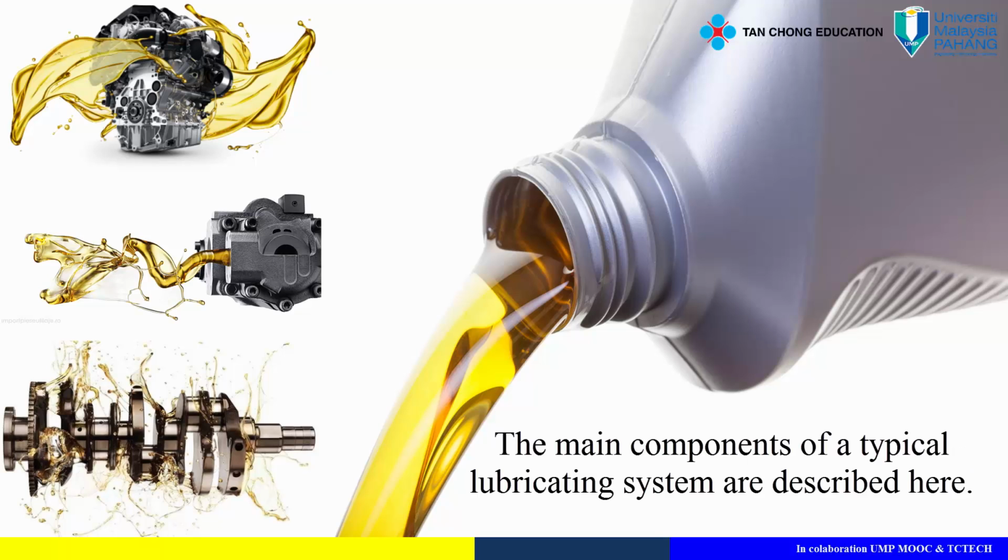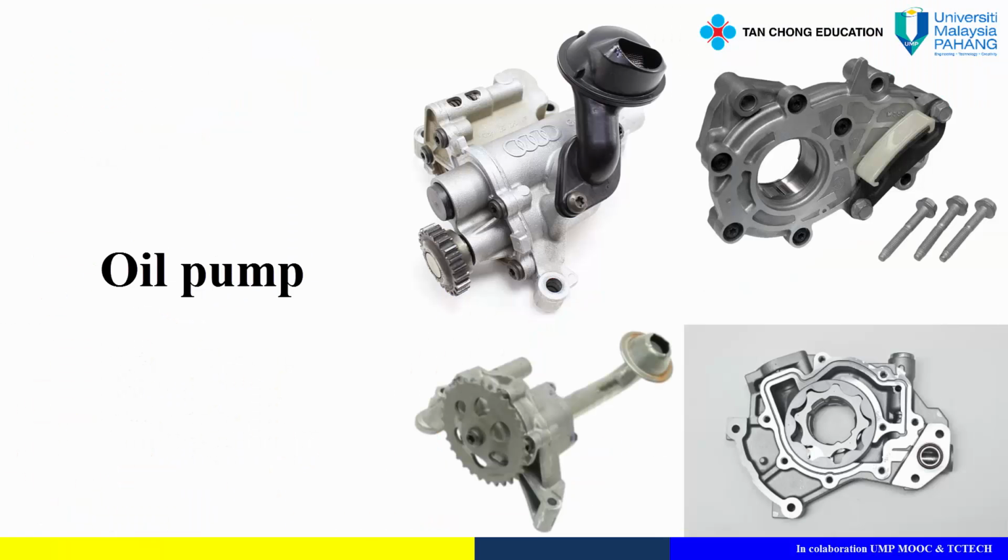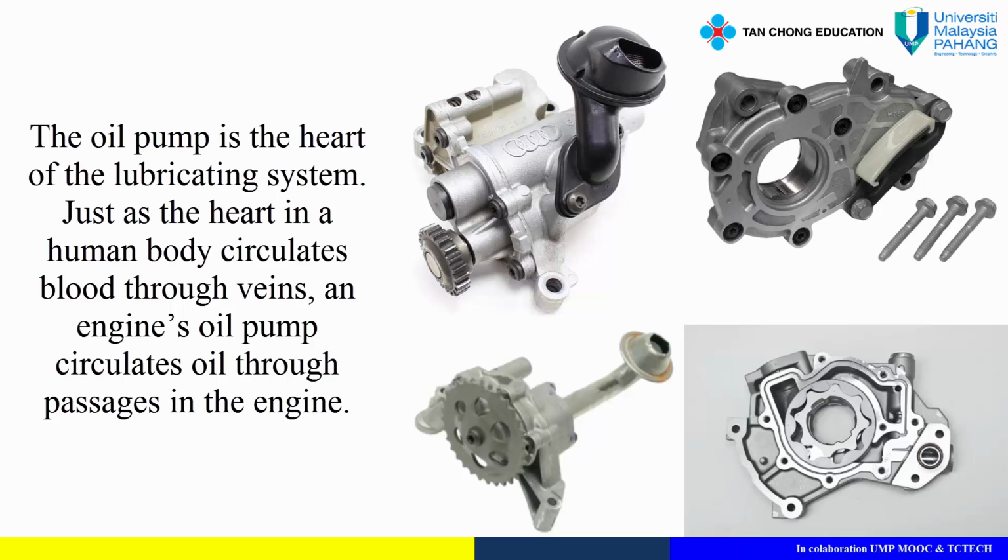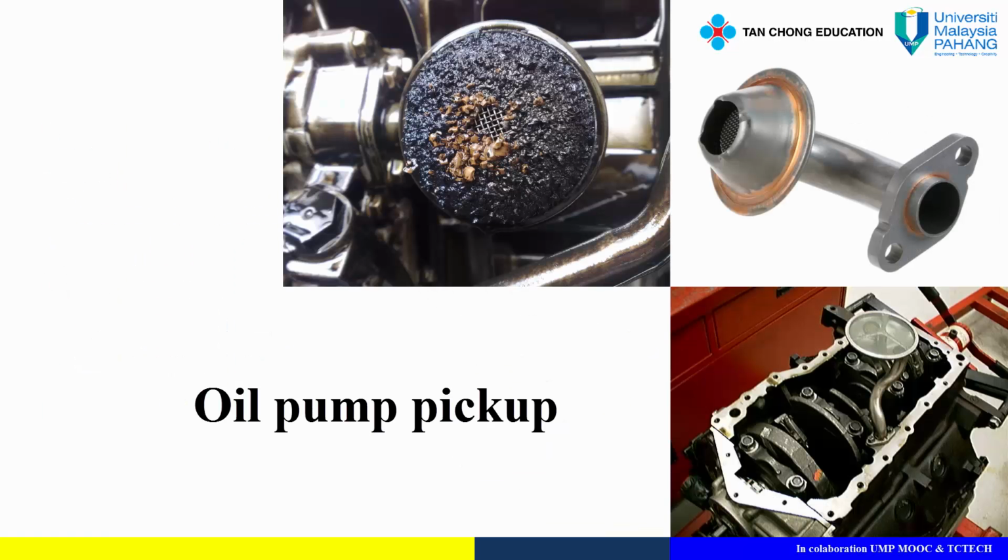Lubricating system. The main components of a typical lubricating system are described here. Oil pump. The oil pump is the heart of the lubricating system. Just as the heart in a human body circulates blood through veins, an engine's oil pump circulates oil through passages in the engine.